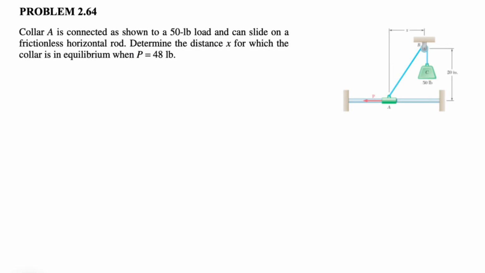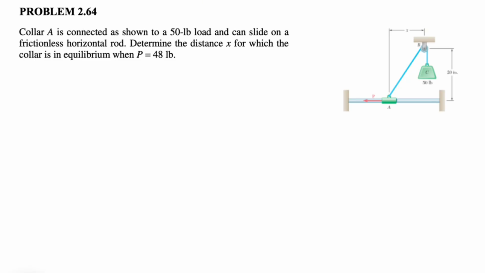Hey guys, let's see how we can solve question 64 from the second chapter of the Beer and Johnston textbook, Engineering Mechanics. We are given a collar A that is connected to a 50 pound load, and it can slide freely horizontally. The surface is frictionless, meaning there is no force to be considered horizontally.